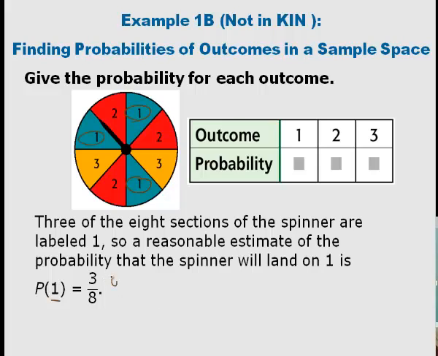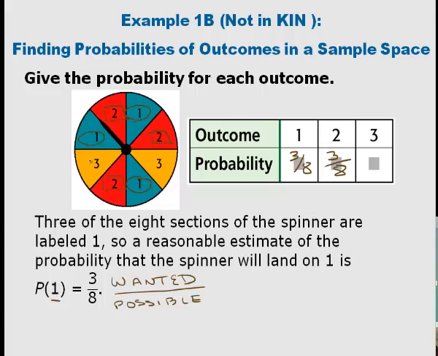3 is what you want, over how many are possible. There's 8 possible. So probability of getting 1 is 3 out of 8. Probability of getting 2, I'm going to put squares around the 2's. How many 2's do I have? There are 3 of what I want out of 8 possible.